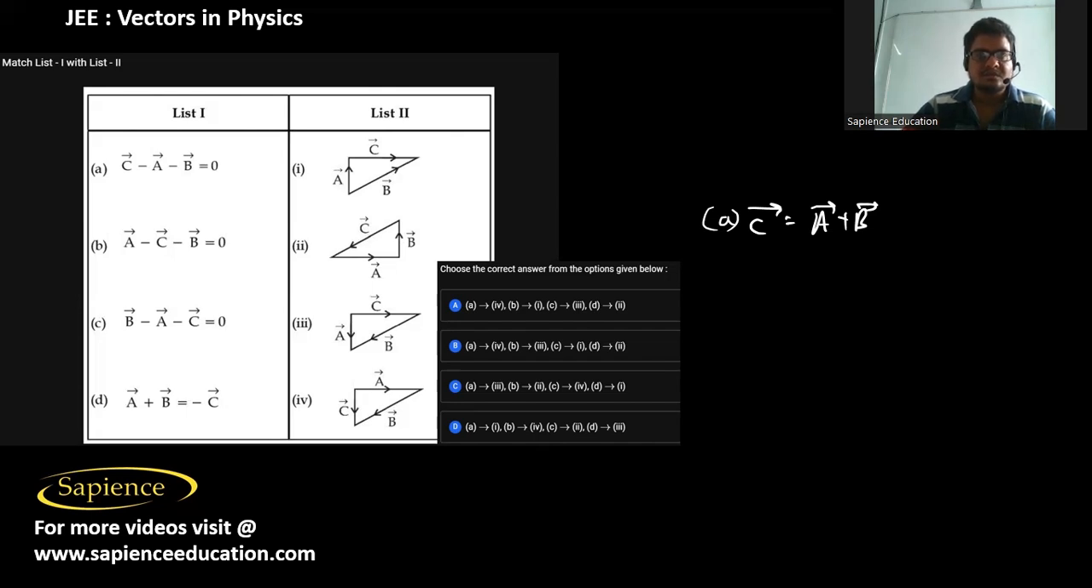So C vector equal to A plus B vector. So option 4. So A will match with 4 and B, it is A vector equal to C vector plus B vector. So A is the resultant of C and B.